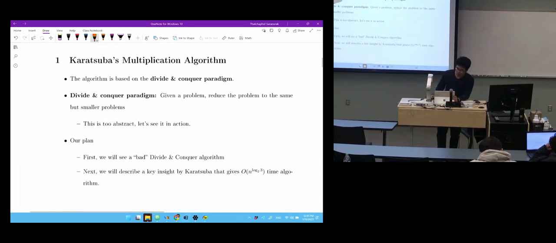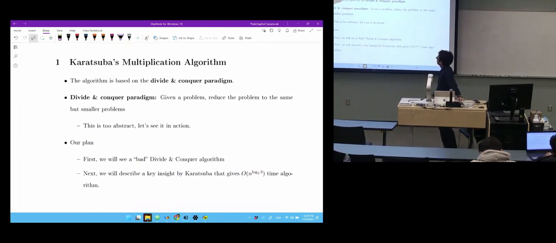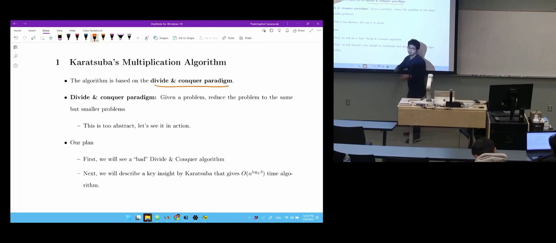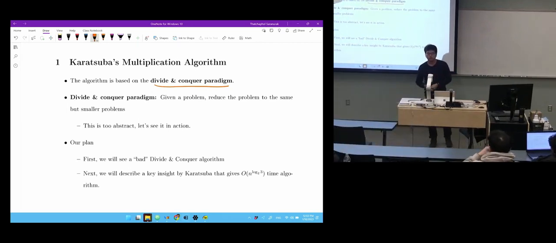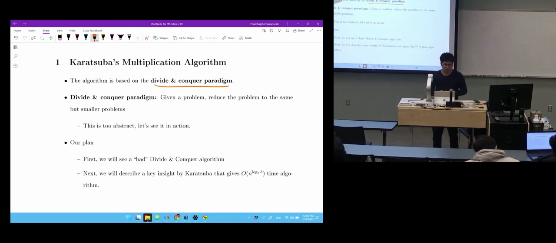And the first algorithm in class that we're going to learn about is the Karatsuba multiplication algorithm. This is an algorithm that is based on something called the divide and conquer paradigm. If one needs to summarize this paradigm, I would say that you are given a problem, and you try to reduce it to the same problem of smaller size. Try to do recursion, basically. So this might be a bit abstract, but we will see how to do this in action.